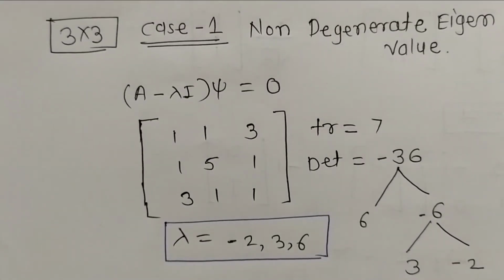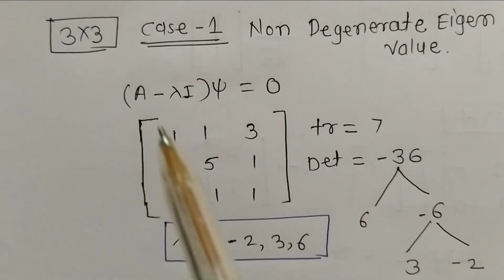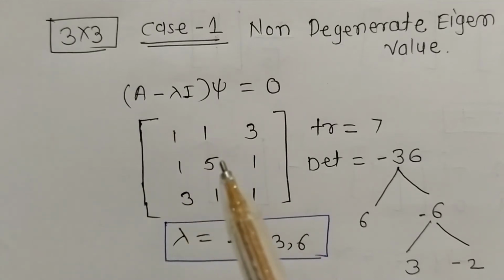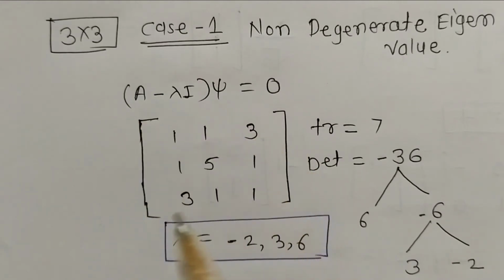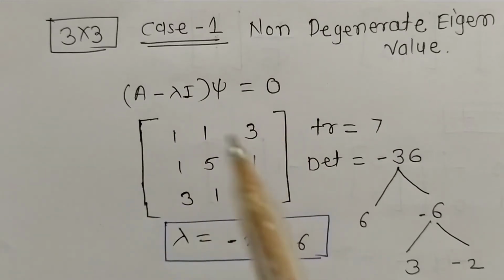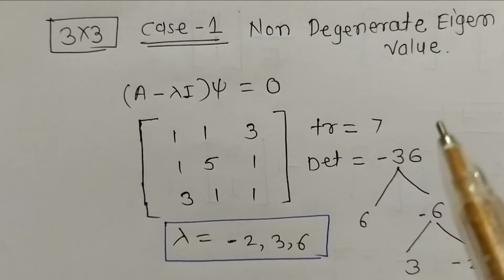There are two types of eigenvalues, non-degenerate eigenvalues and degenerate eigenvalues. Here we consider the first case, non-degenerate eigenvalues. The matrix is 3 by 3 and then we have to find the eigenvectors. Here the matrix is 1 1 3, 1 5 1, 3 1 1. So the trace of this matrix is 1 plus 5 plus 1 is 7, and the determinant, how to find the determinant we discussed in the last lecture. So the determinant is minus 36.